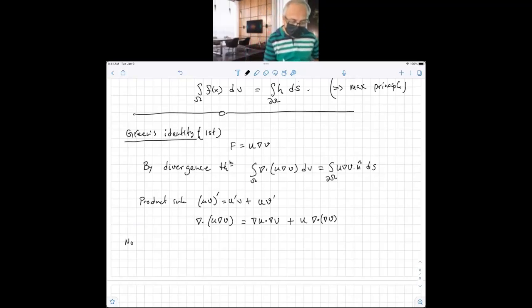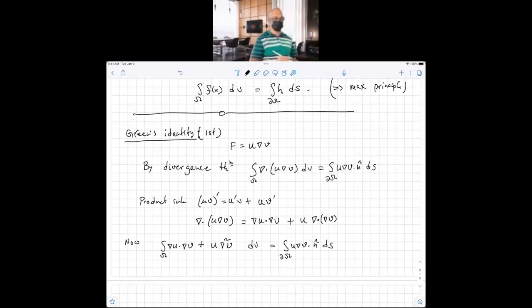Now we can see here: gradient of U dot gradient of V plus U, and this one we can write as nabla squared V, dV equals the integral of U grad V dot n hat dS. I'll put a box.